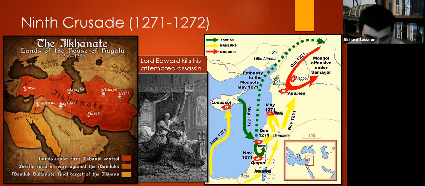So because of the inability of the Mongols to coordinate with the Crusaders, and because of the inability of Abaqa Khan to send as many troops as he would have otherwise liked to, the Ninth Crusade was generally seen as a failure and didn't improve the Mongol position vis-a-vis the Mamluks.